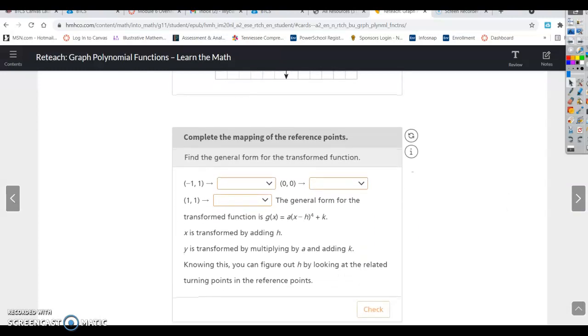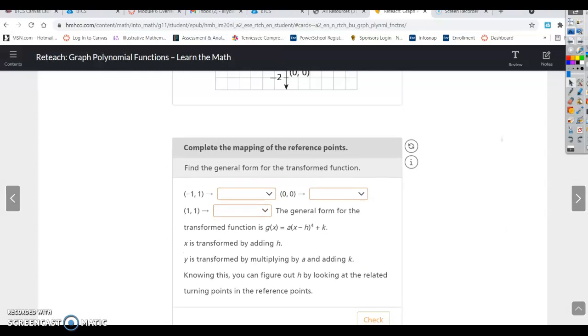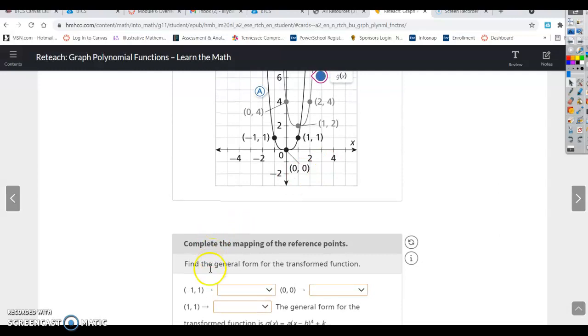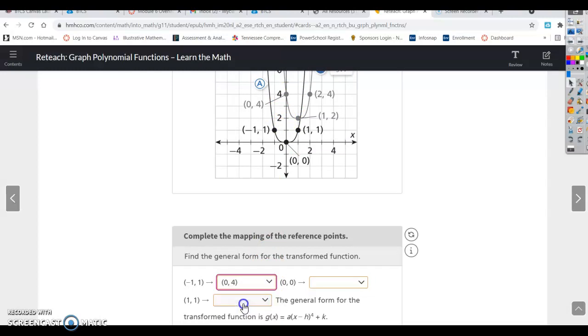All right, it says find the general form of the transformed function. So it says where do these points move to? I can see that (-1, 1) from my parent function will go here, the (0, 0) will go here, and the (1, 1) will go to this point. So all we're doing is seeing which point each maps to. (-1, 1) will map to (0, 4). (0, 0) maps to (1, 2). And (1, 1) maps to (2, 4).